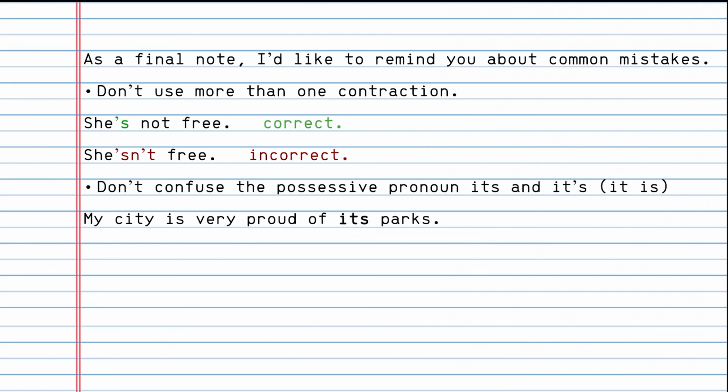As a final note, I'd like to remind you about common mistakes. Don't use more than one contraction. She's not free, correct. She'sn't free, incorrect. Don't confuse the possessive pronoun its and it's. It is. My city is very proud of its park.